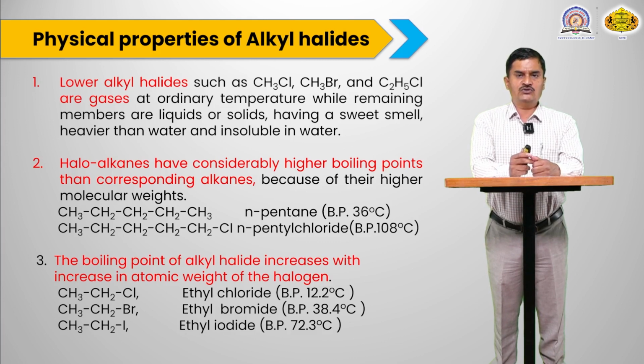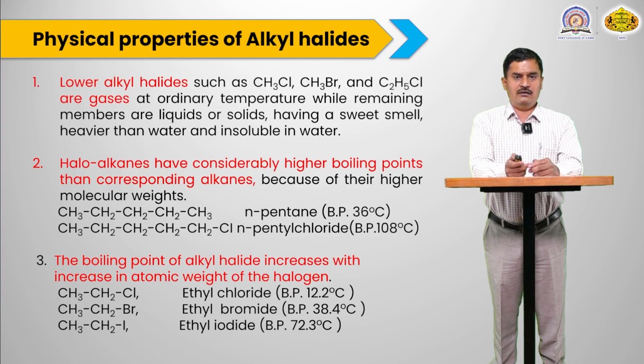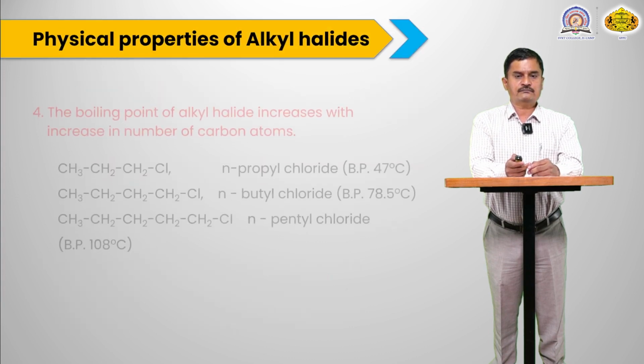That's why boiling point also increases from top to bottom. So ethyl chloride boiling point is 12.2 degrees Celsius, while ethyl bromide boiling point is 38.4 degrees Celsius, while in case of ethyl iodide boiling point is 72.3 degrees Celsius. Means boiling point depends upon the density. So the heavier atom attached with an alkyl group has a higher boiling point.